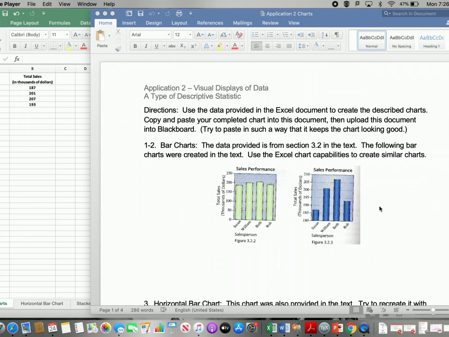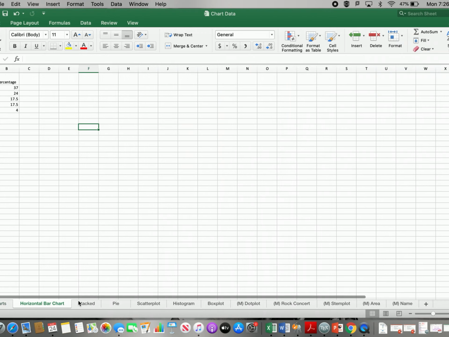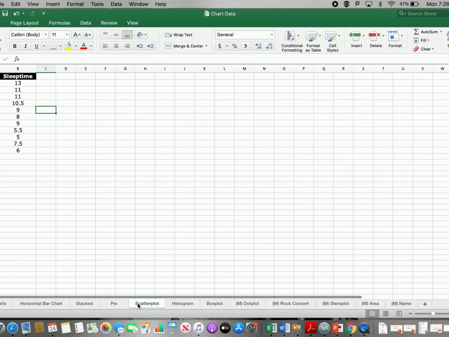So if you go to application 2, it will give you two documents. One of them is a Word document and one of them is an Excel document. When you open the Excel document, you should see at the bottom there are a ton of tabs. You will only need the first few.